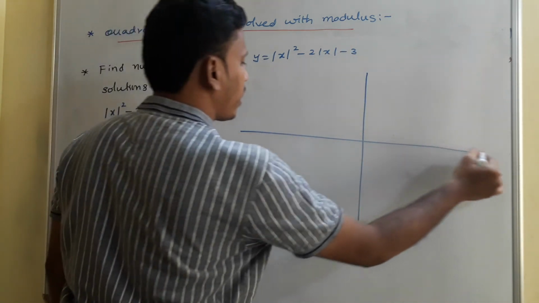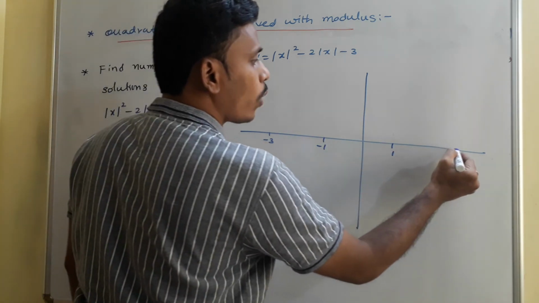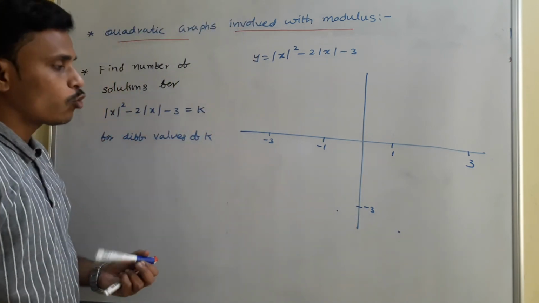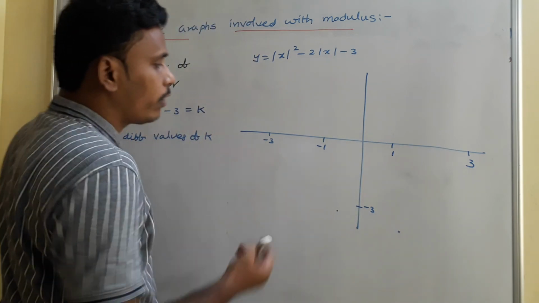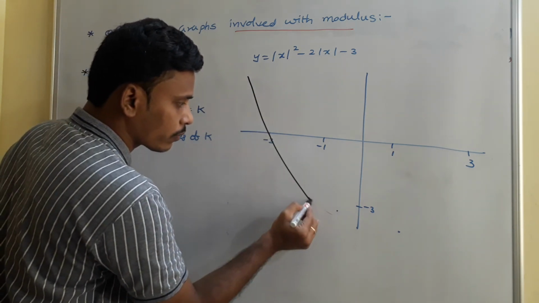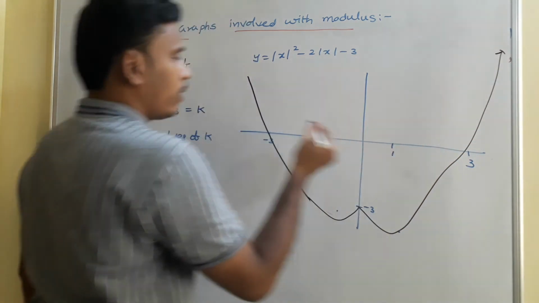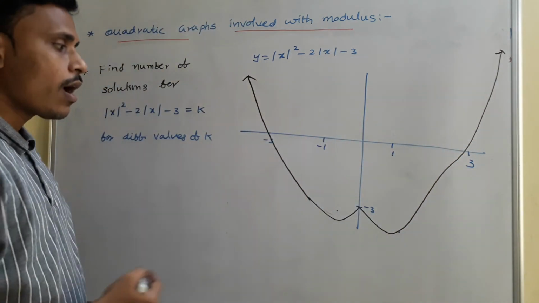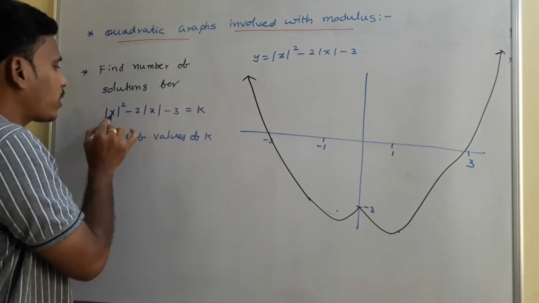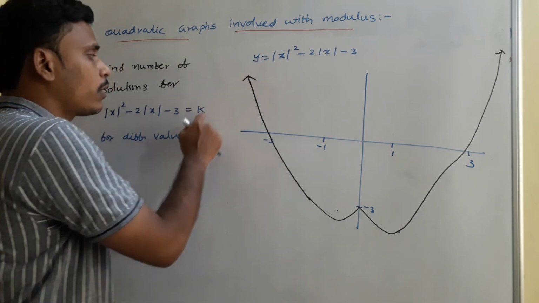The graph is just like a W shape, okay? This is minus 3, this is minus 1, this is 1 and this is 3. The graph should have 2 peaks, and if you sketch it, the graph will be like this. Okay, this is the graph. And now we need to discuss. See, mod x square minus 2 mod x minus 3 is equal to k, right? k is simply nothing but y, right?